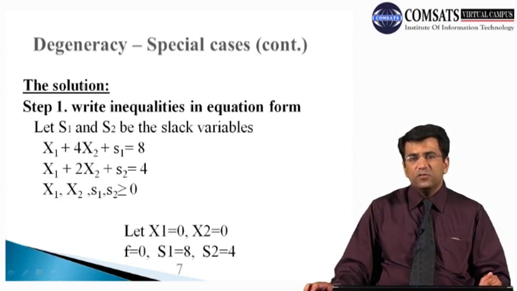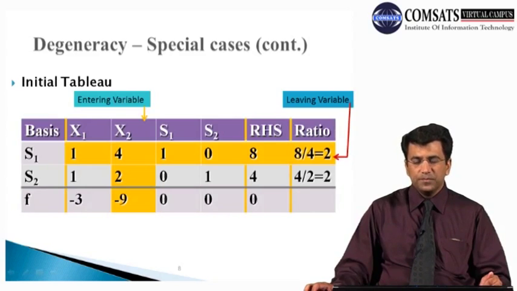And again, if we try to find some solution, we can put the values of x1 and x2 equal to 0. If we put x1 and x2 equal to 0 in the above equations as well as in the objective function, we will get the value of f equal to 0, S1 equal to 8, and S2 equal to 4. So this is actually our initial solution.